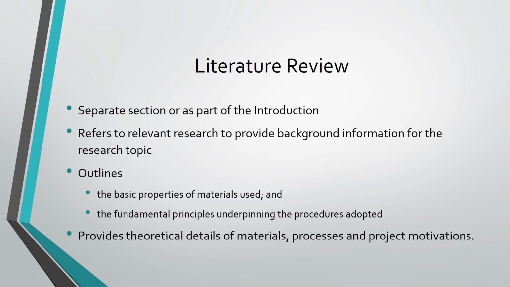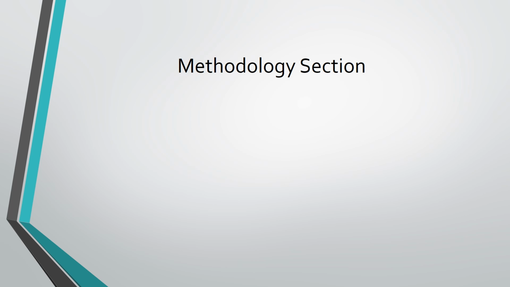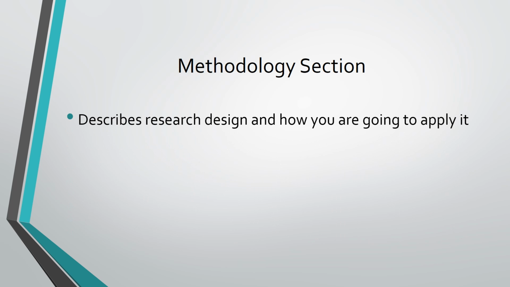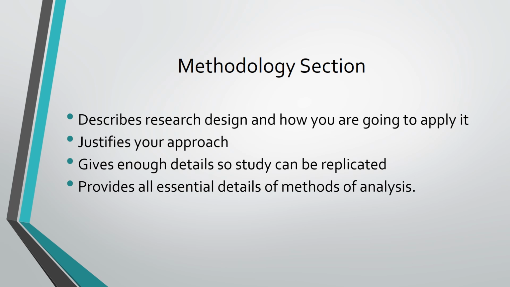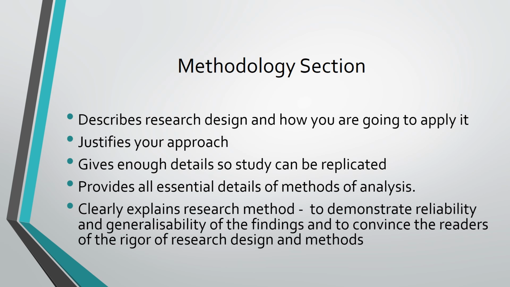The next section is methodology. In the methodology section, you describe your research design and explain how you are going to apply it. You need to justify your approach and give enough details so that anyone interested in your study can replicate it. This includes all the essential details of the research design, the instruments and materials used, and the methods of analysis. Clear explanations mean the reliability and generalizability of the findings from your project can be maximized and your readers can be convinced of the rigor of your research design and methods.